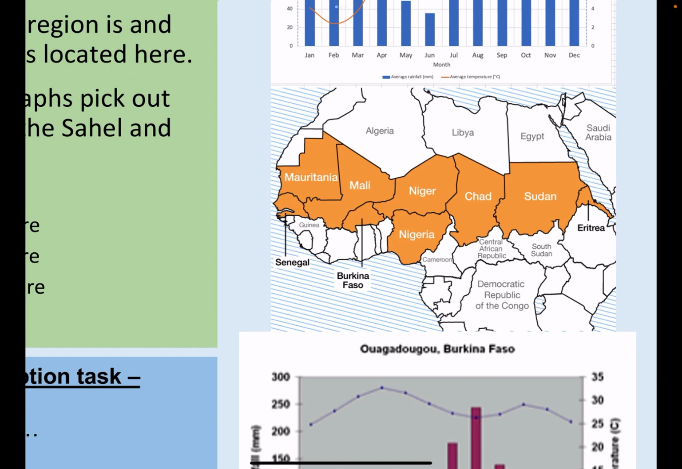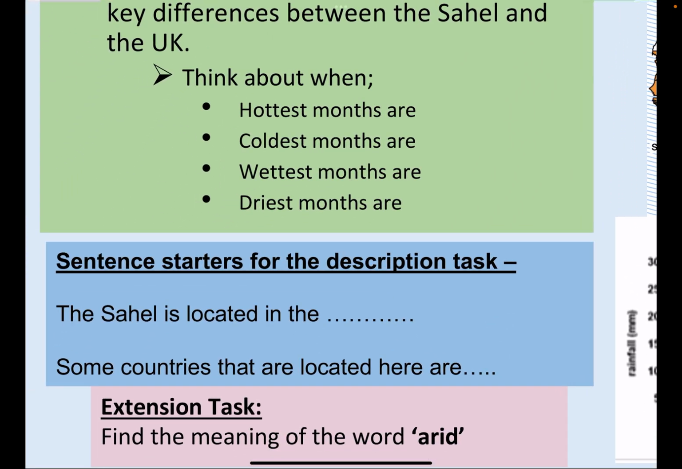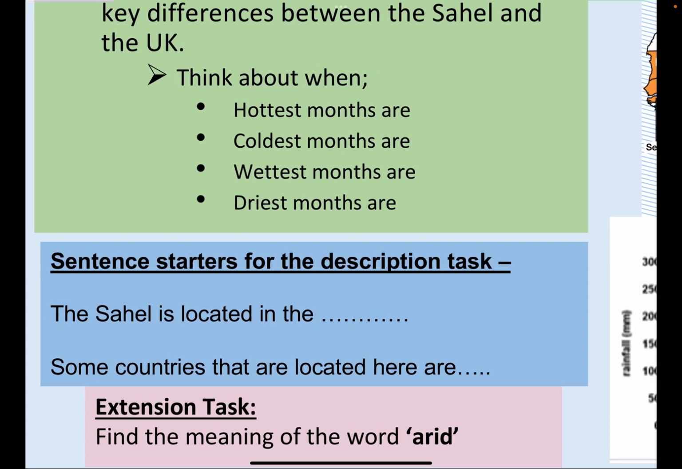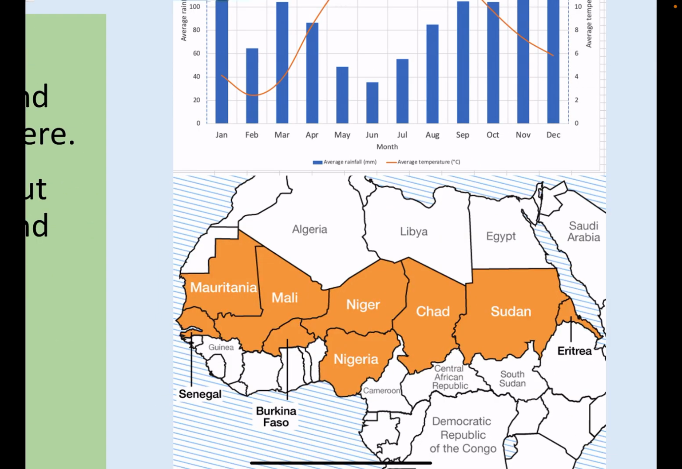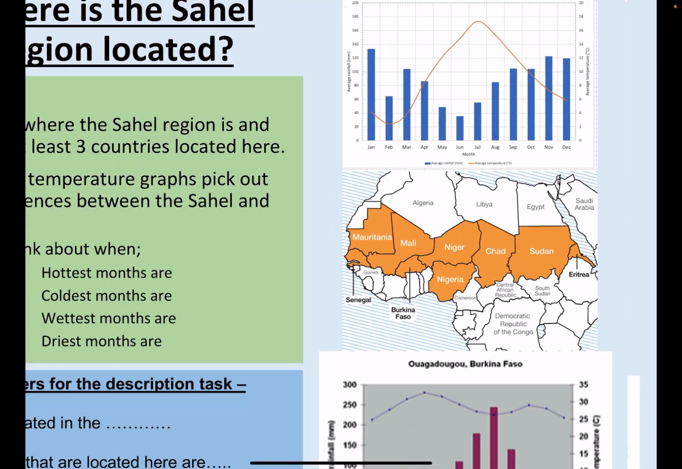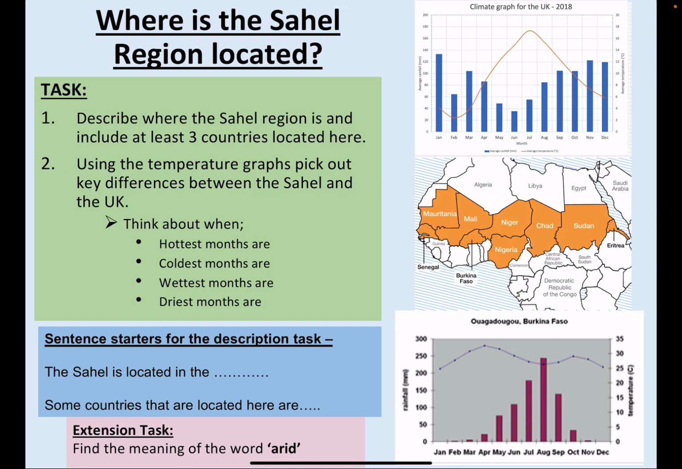The Sahel region runs from these areas here. So the sentence starter, what I want you to write down later on, after I finish explaining the task: the Sahel region is located in the continent of Africa. You could argue north, south, east, west, what you think. Some countries that are located here are, and then you can name some of these countries in orange. That's task 1.